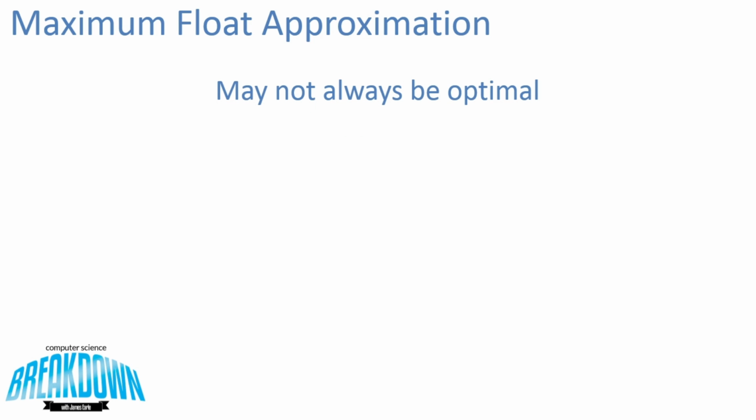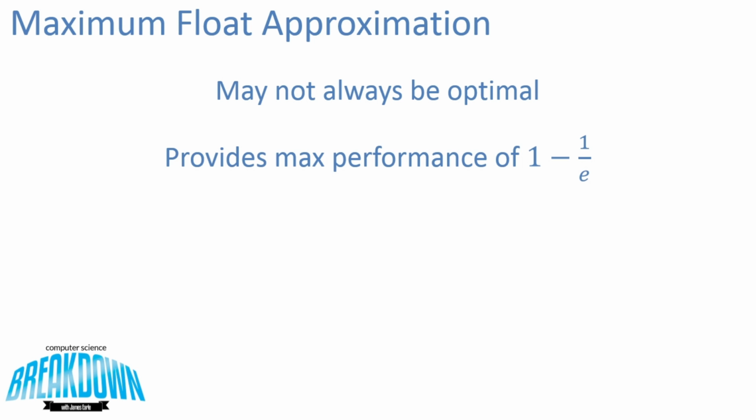Now, this isn't going to be optimal all the time, but it does provide a maximum performance of 1 minus 1 over e, the exponent. So there's kind of a fancy way we get this ratio, and it's going to be a little complex, but hopefully you can follow along with some of the math that we're going to go through. The first thing we need to do is set up a few preliminary things.